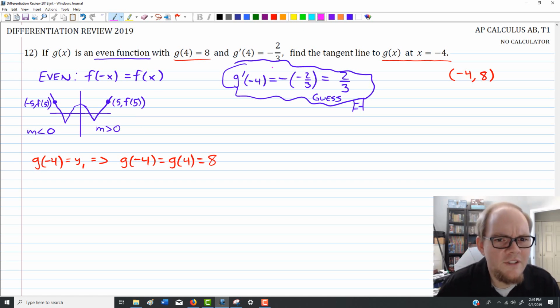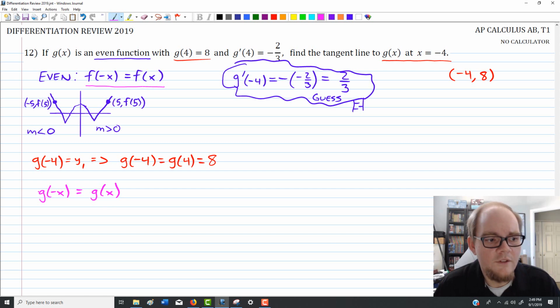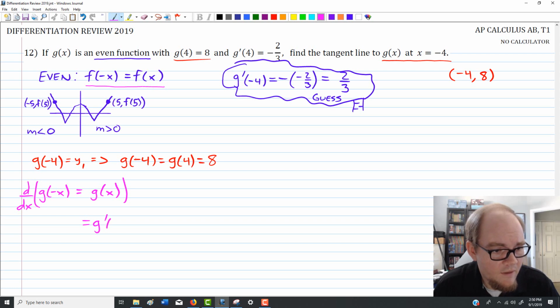Now our second move, I'm going to be clever here. What it tells me up at the beginning is that f of negative x, so in this case I'm going to say g of negative x, is equal to g of x. So what I'm going to do to this relationship is take its derivative with respect to x, and see what it tells me about the actual slopes. Working through this pretty quickly, on the right side we're just going to get g prime of x, and that'll be helpful. We'll be able to plug in 4 eventually to figure out the slope at 4. On the left side though, because of that negative sign, we have to use the chain rule.